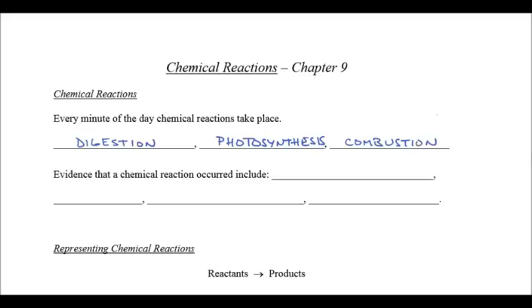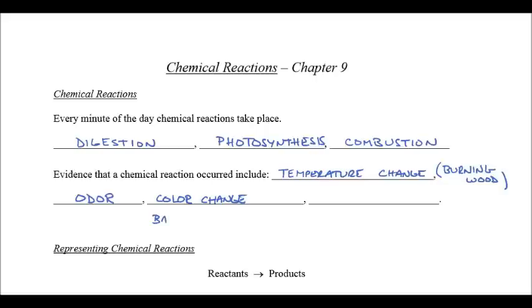And we have evidence that a chemical reaction has occurred, including temperature change, for instance, when you burn wood, if we have an odor, if we have a color change, let's say when a banana ripens, if we have gas bubbles in water, and that could be like an Alka-Seltzer.